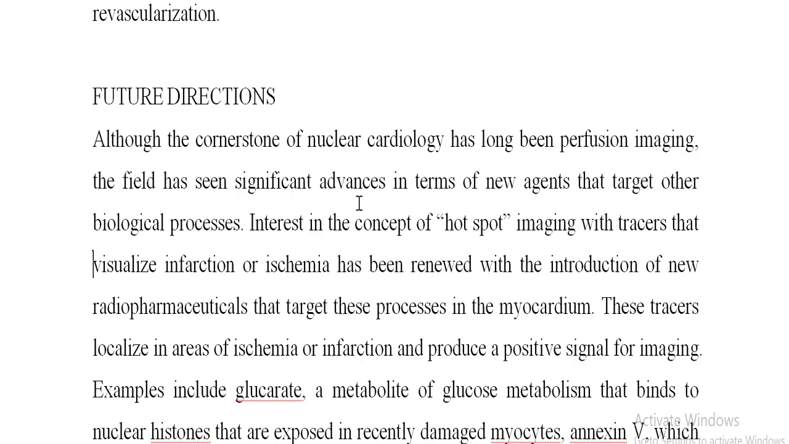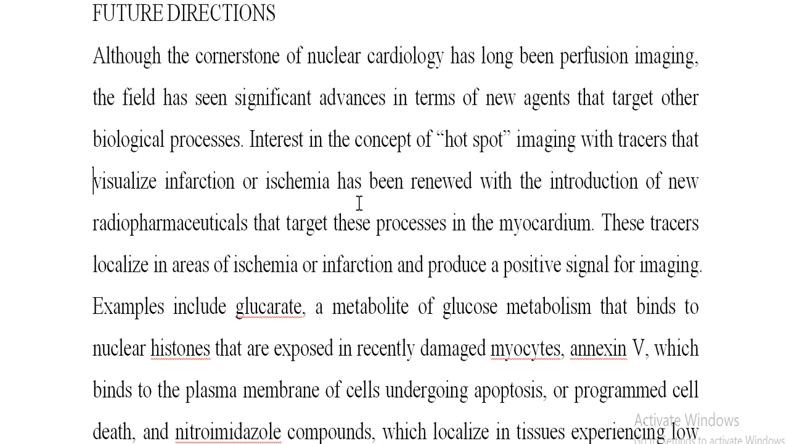Future directions. Although the cornerstone of nuclear cardiology has long been perfusion imaging, the field has seen significant advances in terms of new agents that target other biological processes. Interest in the concept of hotspot imaging with tracers that visualize infarction or ischemia has been renewed with the introduction of new radiopharmaceuticals that target these processes in the myocardium. These tracers localize in areas of ischemia or infarction and produce a positive signal for imaging.